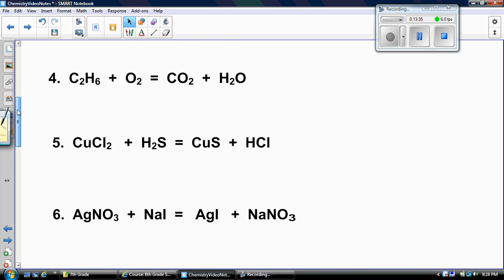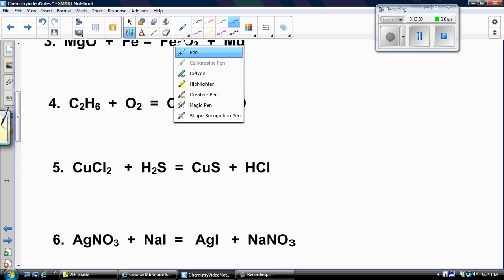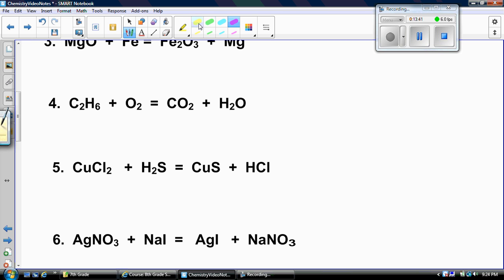So now what you're going to do for the rest of the assignment, you're going to balance the rest of these. I will tell you this, do number 4 last. Number 4 is the hardest one, so do this one last. Don't try to do that at the very beginning, do it last. I should have put it at the end, but I forgot.